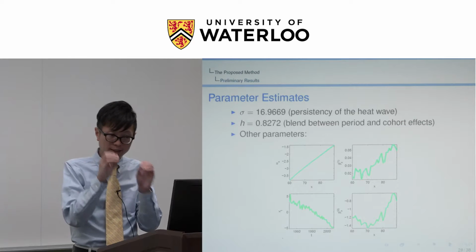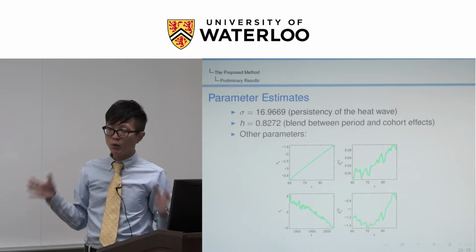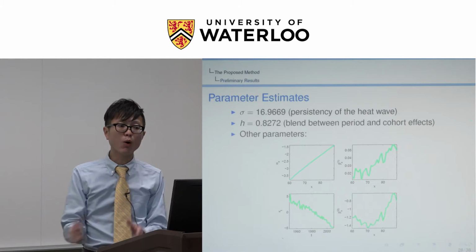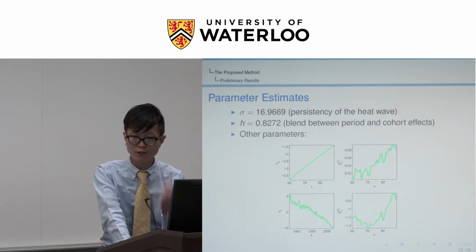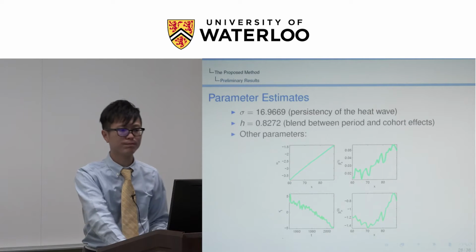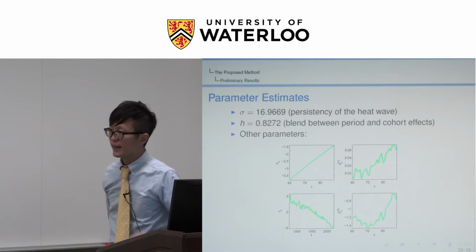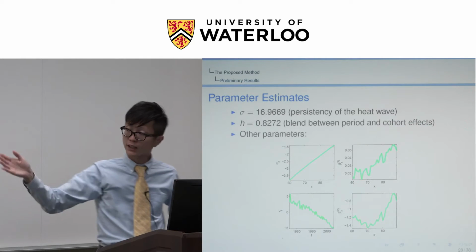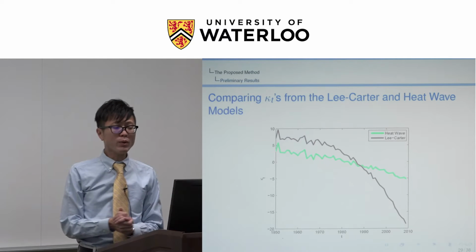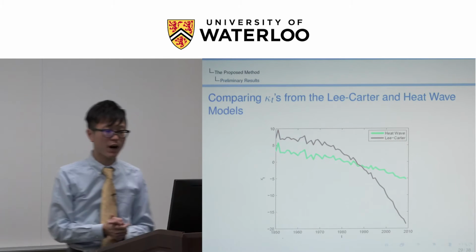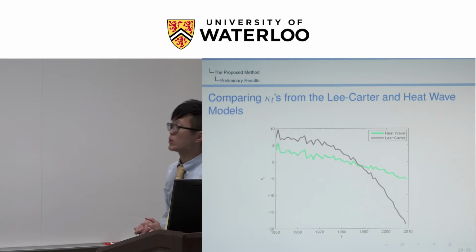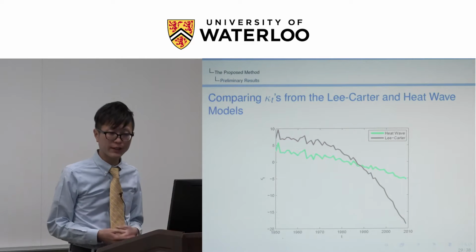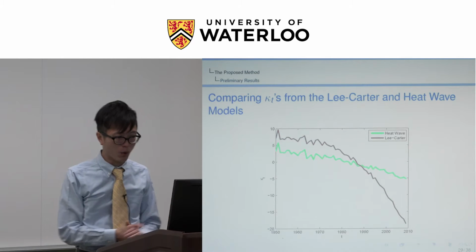This estimate indicates that the heat wave for this particular population is a blend between period and cohort effects, with cohort effects being more significant. And we have the estimates of other parameters, including alpha x, beta 1x, beta 2x, and kappa t. Okay, so let me zoom in on kappa t, and I would like to also compare the kappa t from the heat wave model with the kappa t generated from the original Lee-Carter model.